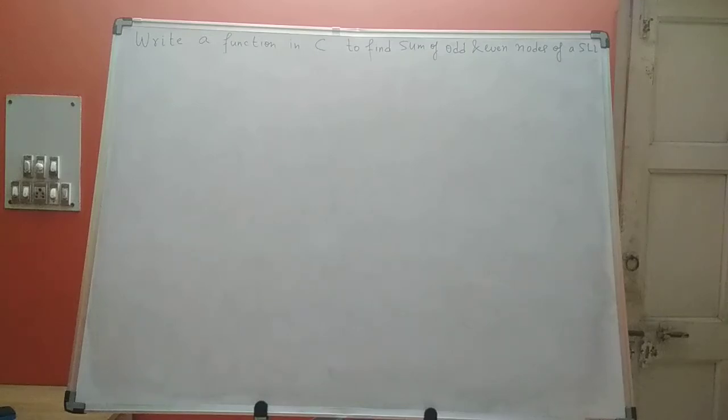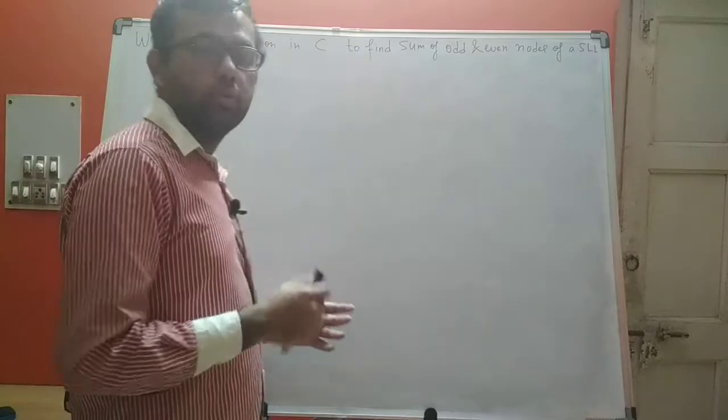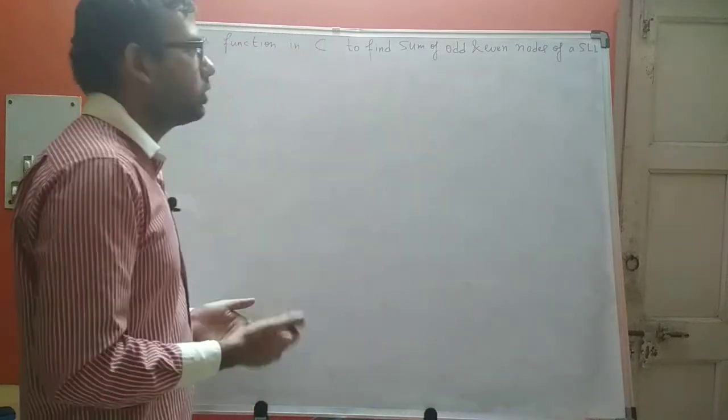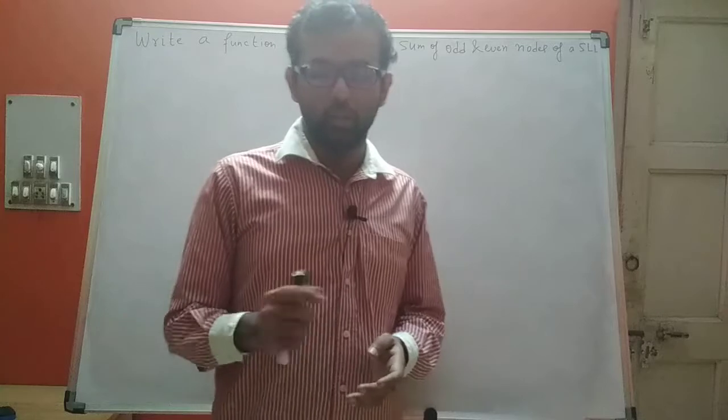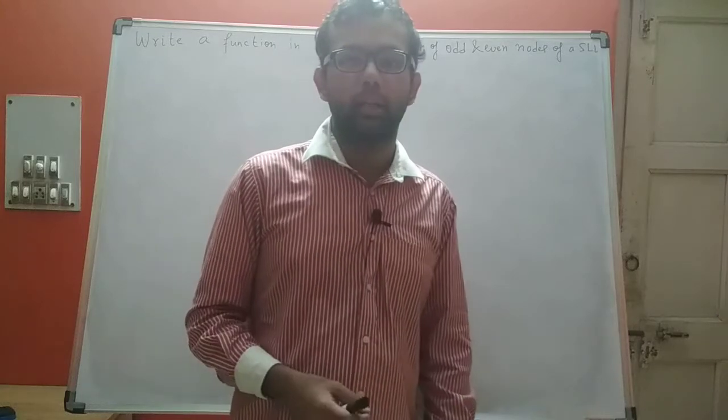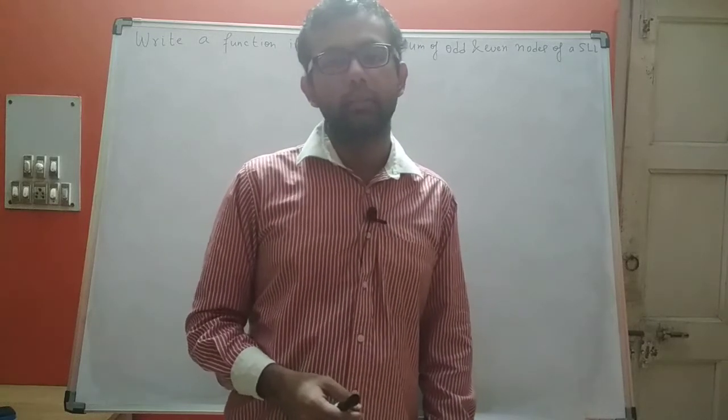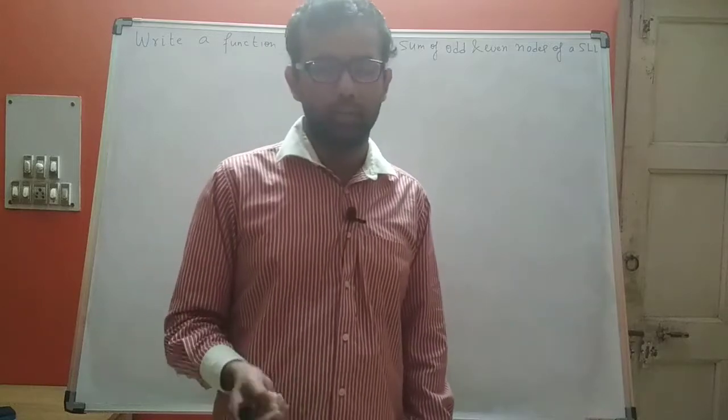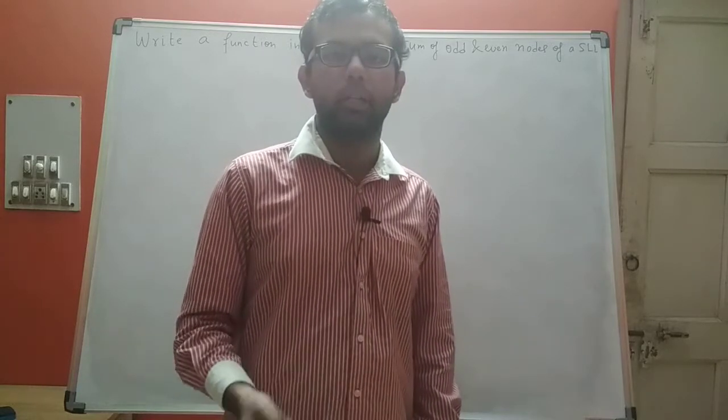Now here we have been asked to write a function to find the sum of odd and even nodes of a single linked list. So what is an odd node? An odd node is a node whose data part contains an odd value. And what is an even node? An even node is a node of a single linked list whose data part contains an even value.